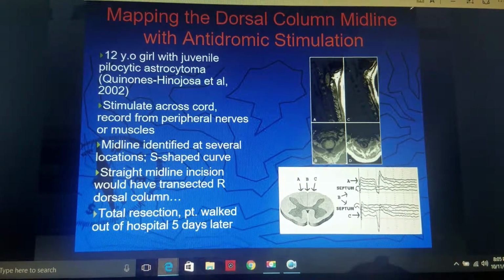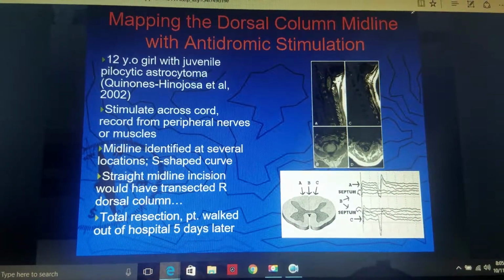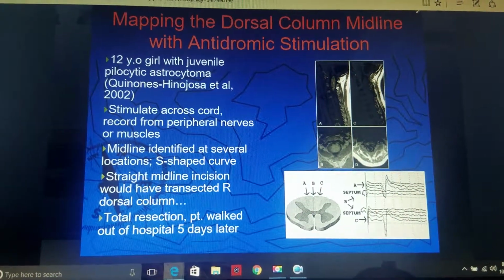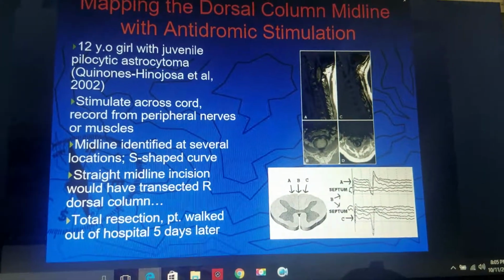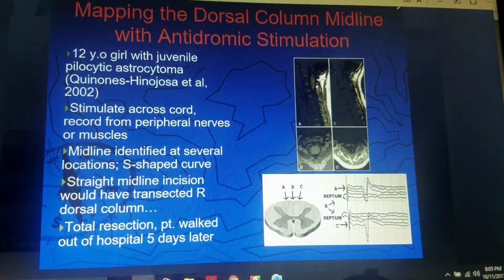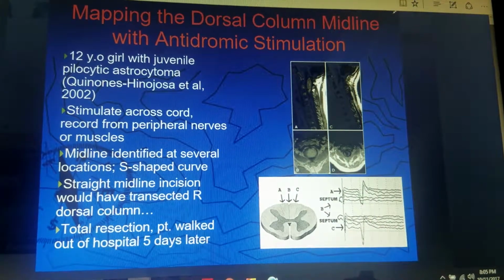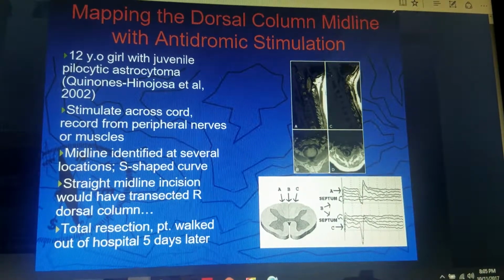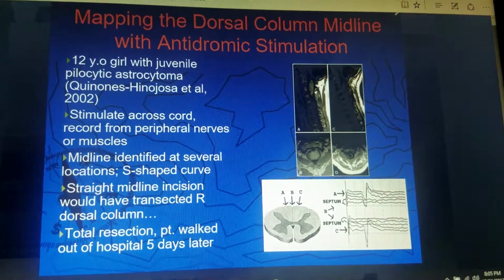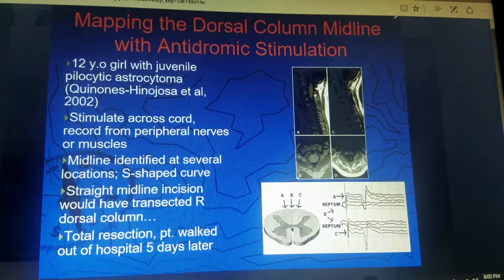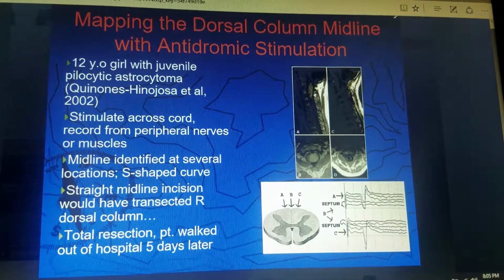So it identified the midline, and the key point is that this was identified at several different locations, and there was in fact an S-shaped curve of where the physiological midline was, and a straight incision down the midline of the spinal cord would have transected the right dorsal column. But by correctly identifying the physiological midline, we were able to resect this entire tumor, and the patient walked out of the hospital 5 days later with no deficits.